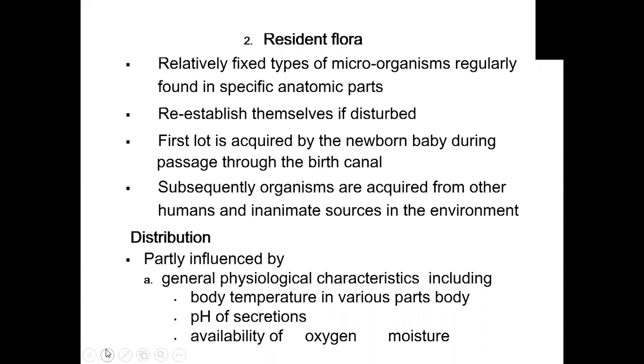Then the body also has secretions on the skin and mucous membranes, and depending on the content and the pH of that secretion, it will determine which organism is going to be found there. And then availability of oxygen. There are some that prefer large quantities of oxygen. There are others which cannot withstand large quantities, so they'll be found in hidden parts. And also availability of moisture. Some parts are drier than others. There are some that prefer areas with a lot of moisture, others that prefer areas with little moisture.